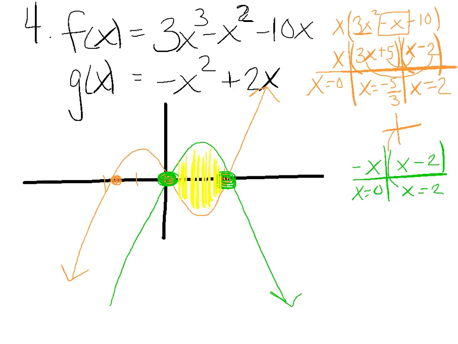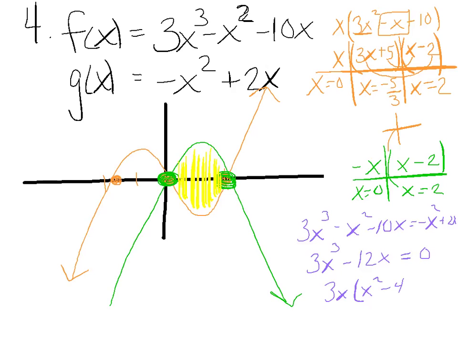So let's set the two functions equal and see how many points of intersection we should get. All right? So again, I'm going to take my two functions, 3x cubed minus x squared minus 10x, and set that equal to negative x squared plus 2x. This will tell me all the places they should meet. So of course, set it equal to 0, solve, and we'll see what we get here. Minus 12x, I believe, equals 0. I can take out a 3x, and I get my x squared minus 4. So that's telling me I should intersect at 0 and plus and minus 2.